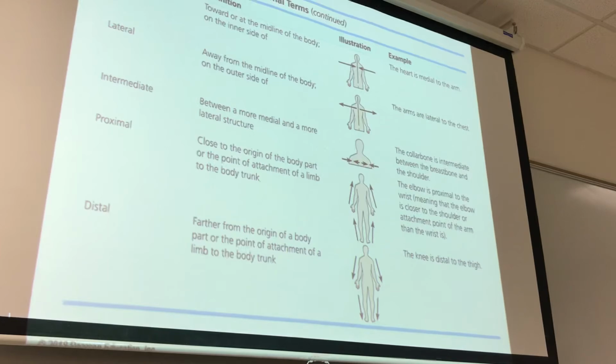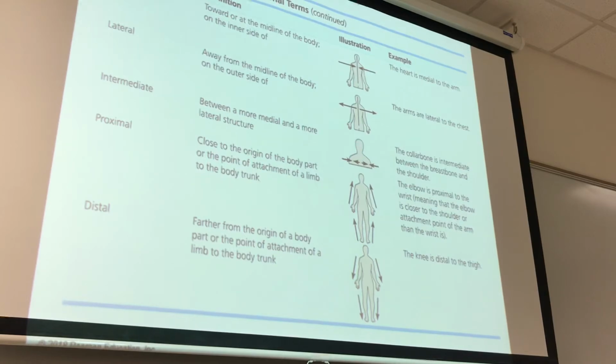My hip is now what we're comparing it to. So anything that's closer to the hip is proximal. Anything that's further away from the hip is distal. So my knee would be proximal to my toes, because my knee is closer to the hip than my toes are. They invariably ask proximal and distal on the first lab exam.